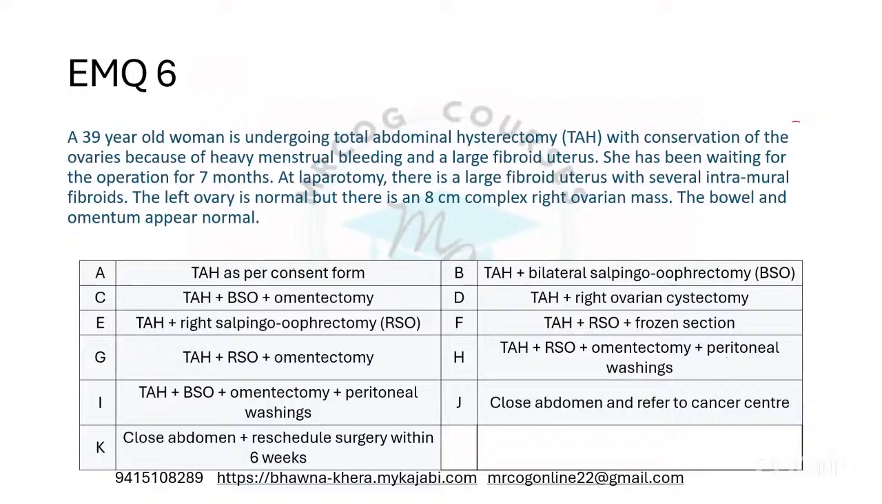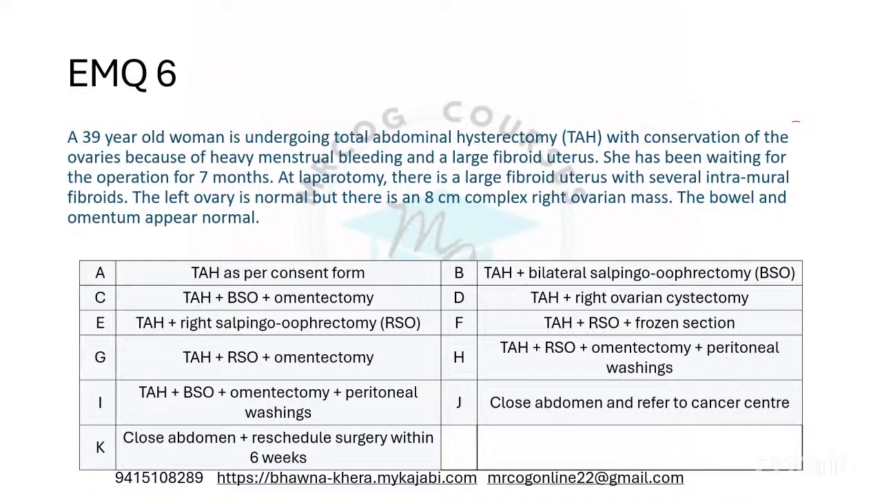Okay, so if we look at option H: TAH plus BSO, omentectomy plus peritoneal washings. Does this option make sense to you? Because for TAH with BSO, we haven't taken the consent for BSO here, so we cannot do that.